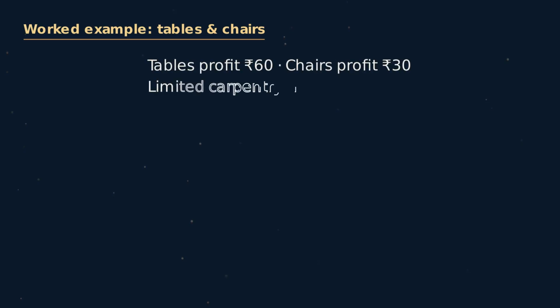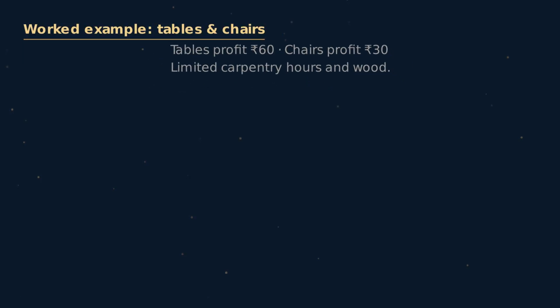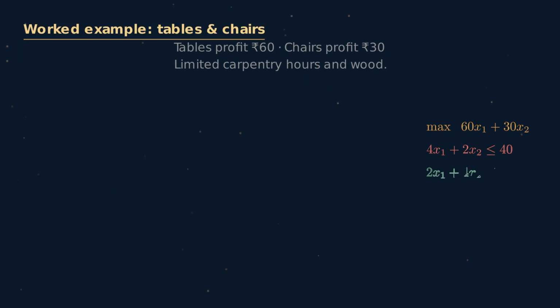Here's optimization earning its keep. A workshop makes tables and chairs. Tables bring 60 rupees of profit, chairs 30. But carpentry hours and wood are both limited. Turn the words into a model. Let x1 be tables, x2 chairs. Maximize total profit. Carpentry caps you at 40 hours, wood at 32 units, and you can't build a negative chair.